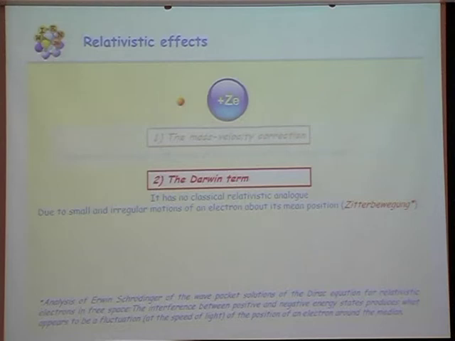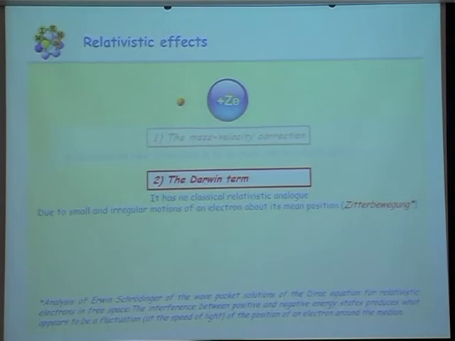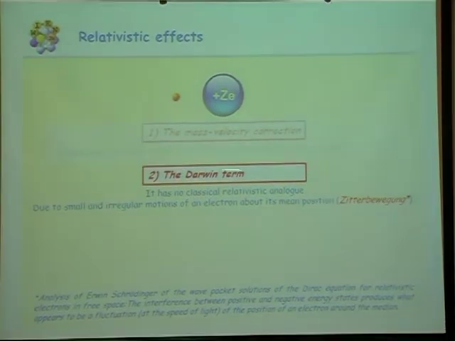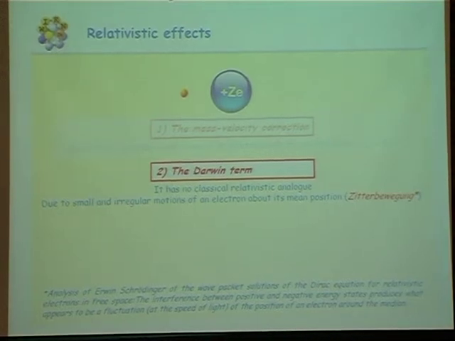And I explained to you, this is not a real classical analogon, but it can be explained by what is called the Zitterbewegung. It was analyzed already by Erwin Schrödinger a long, long time ago, that it comes from this interference of positive and negative energy states and so on. So it's a little bit more complicated term. The effect is also clear. It is also often called the Darwin s shift. So it affects the s electrons in particular in the same way as the mass velocity term. So it will contract these states.